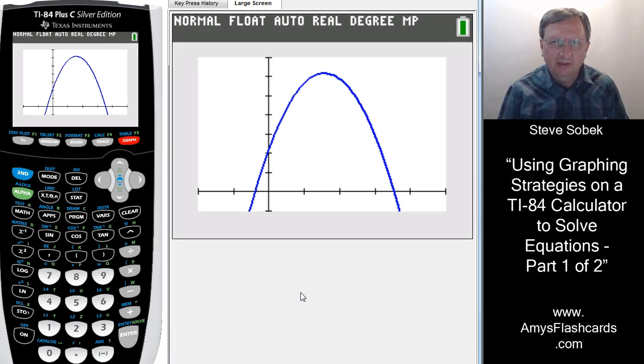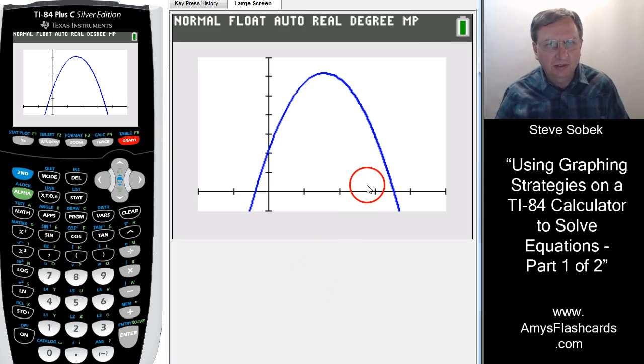And again, if that adjustment on the viewing window seemed a little bit rushed to you, go back and view my lesson number 2, which focuses on getting a suitable viewing window. And we go through this much slower and show many examples. All right, we're concerned about the x-intercepts. Where this graph passes through the x-axis, that is the solution to the equation.